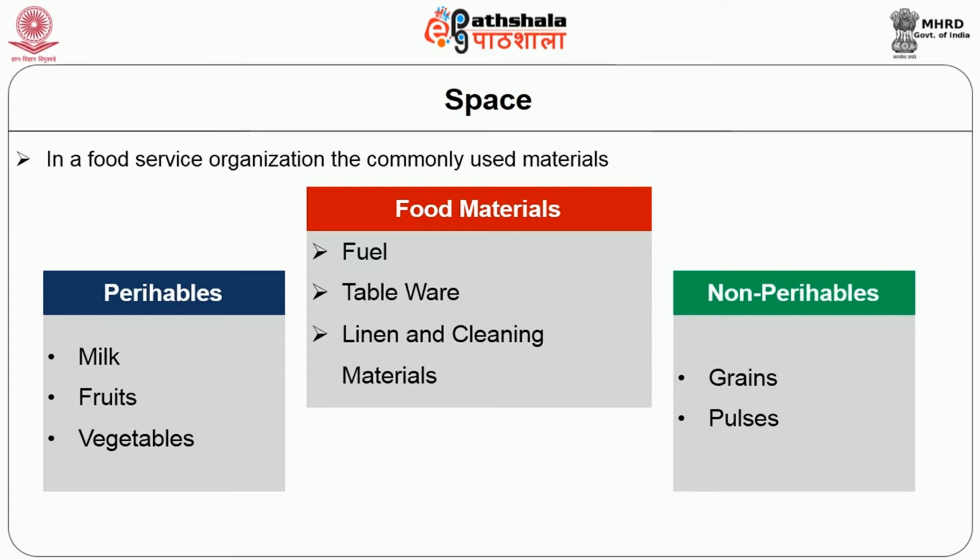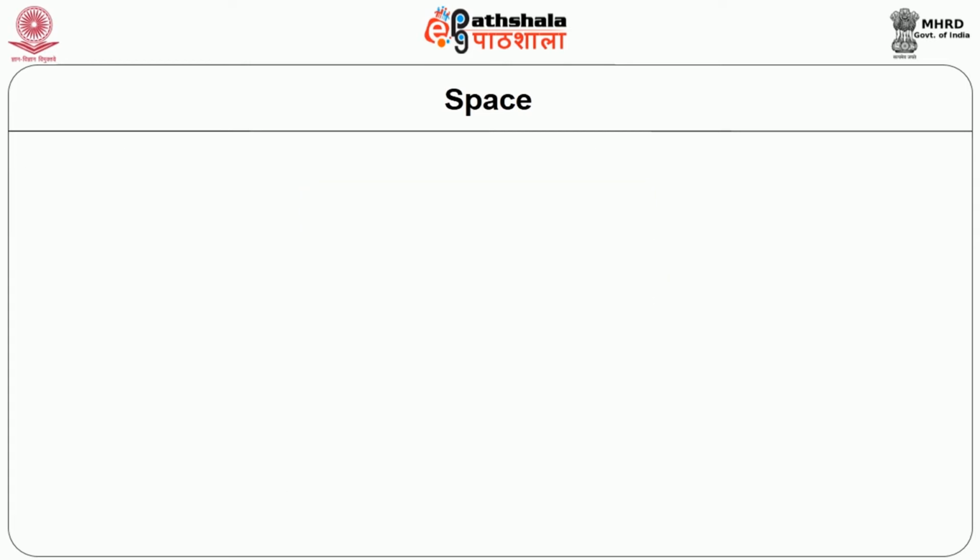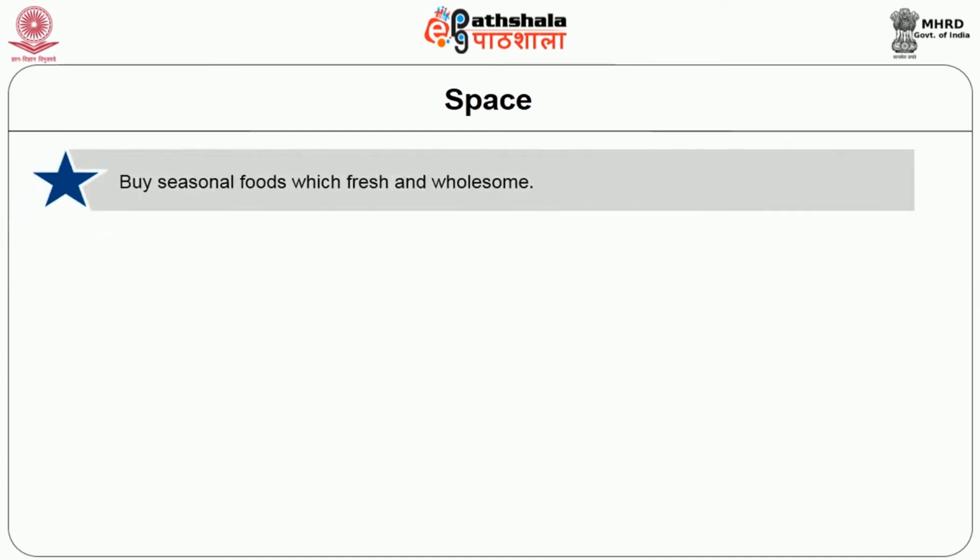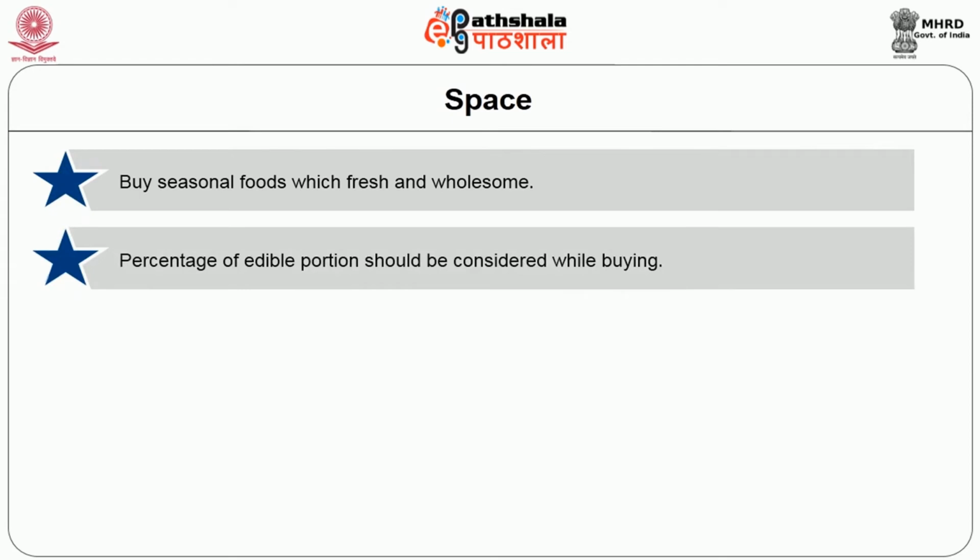While purchasing food materials, certain points should be considered for maximum usage. We'll now see what are the points which should be considered. Buy seasonal foods which are fresh and wholesome in condition. The percentage of edible portion should be considered while buying.